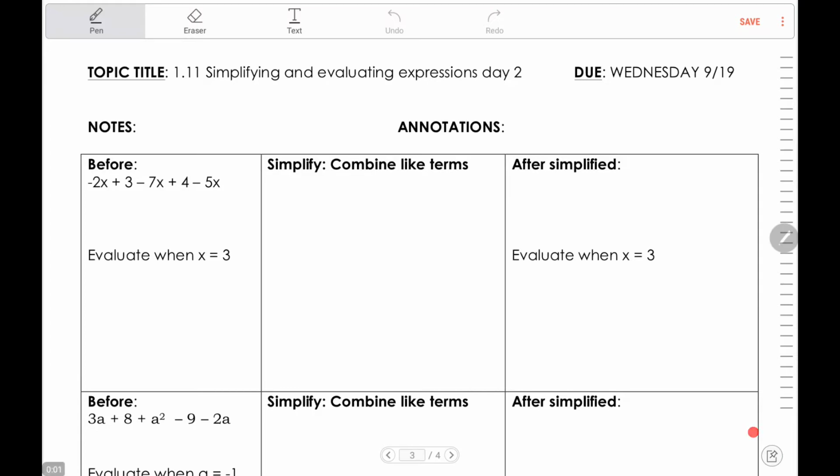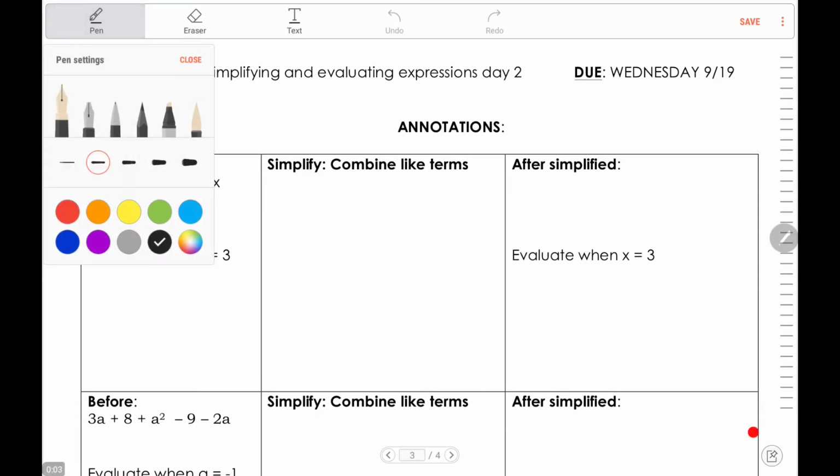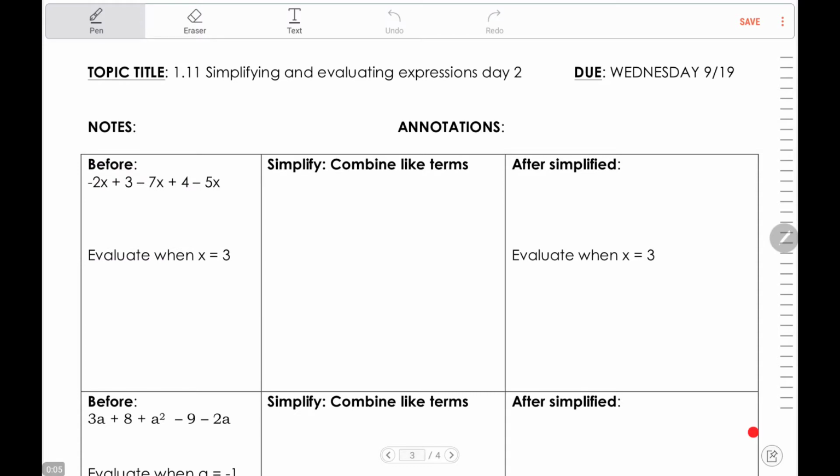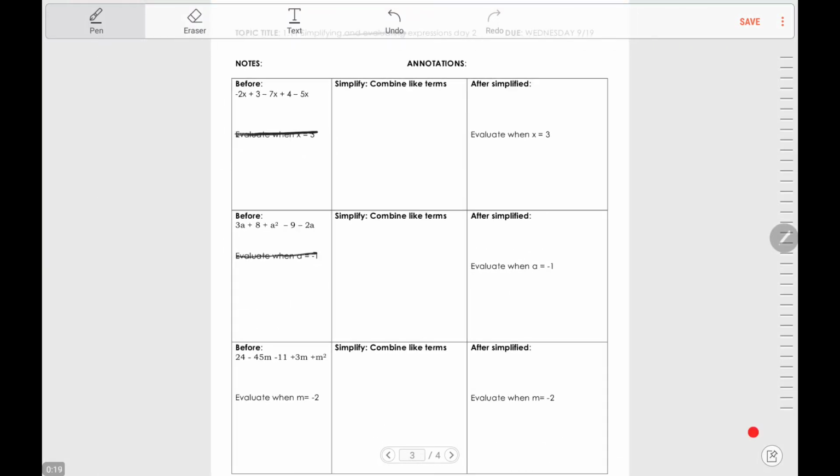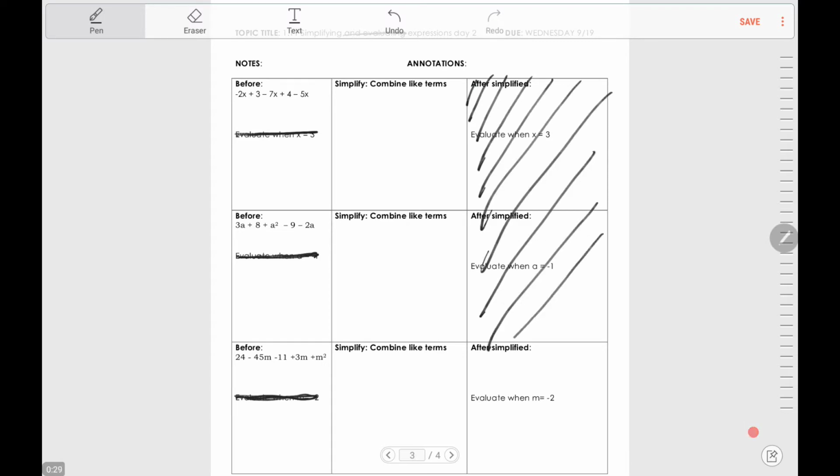Alright guys, before we begin, again, let's edit this page. We're going to cross out some stuff. We are only simplifying expressions, so we're going to cross out all these things that say evaluate. Just ignore those. And we can actually cross off this entire section.